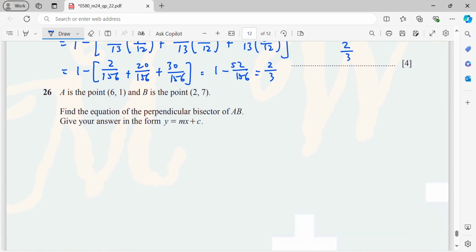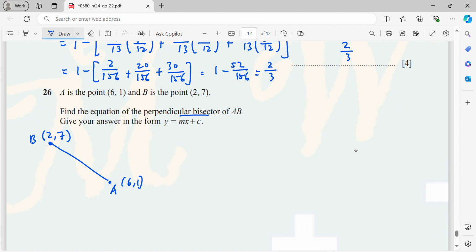Okay, now question 26. A is a point with coordinates 6, 1, and B is a point with coordinates 2, 7. Now, find the equation of the perpendicular bisector of AB. Give your answer in the form y equals mx plus c. So, perpendicular bisector, let's say I simply sketch 6, 1. This is the A. And then the B is at 2, 7. This is the B.